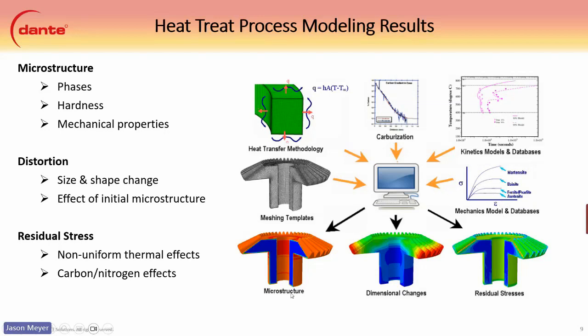And then what you get out of it is your microstructure. So this includes your phases, your hardness, and your mechanical properties for your component. For dimensional changes, also known as distortion, we have size and shape change, depending on how the part moves. I believe two webinars ago we talked about the size and shape change, so you can see that on our YouTube as well. And then residual stresses: non-uniform thermal effects and the carbon and nitrogen effects will change the way the residual stresses map in your part.